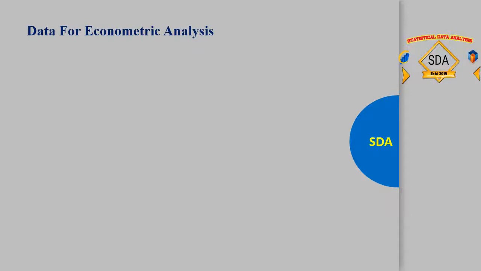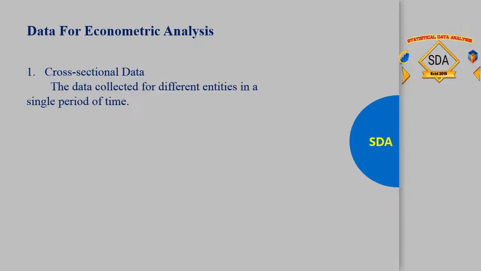While doing econometric analysis, we face different types of data, or we need these data. There are several types, but we will deal with three types of data. The first one is cross-sectional data. These are data collected for different entities in a single period of time. They are data obtained by conducting a survey only once. Thus, a cross-sectional data set may consist of a sample of individuals, households, firms, regions, countries, or any other type of units at a specific time point.